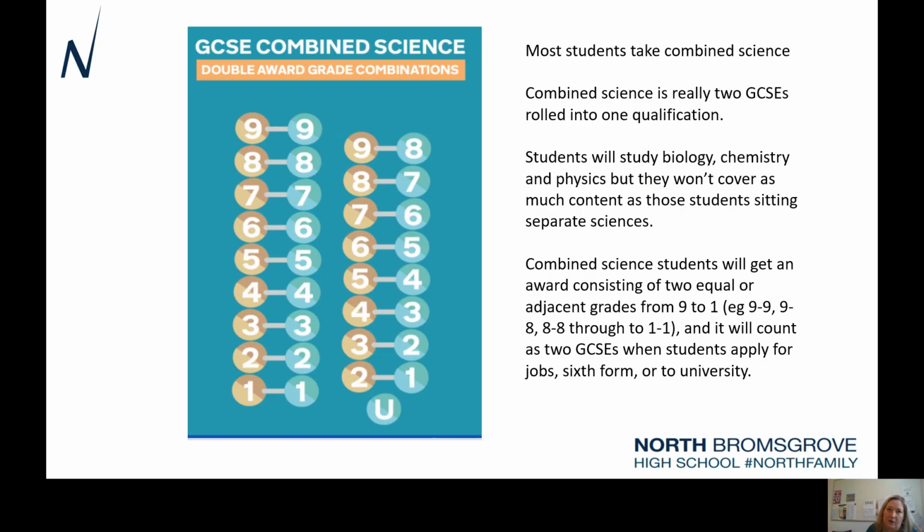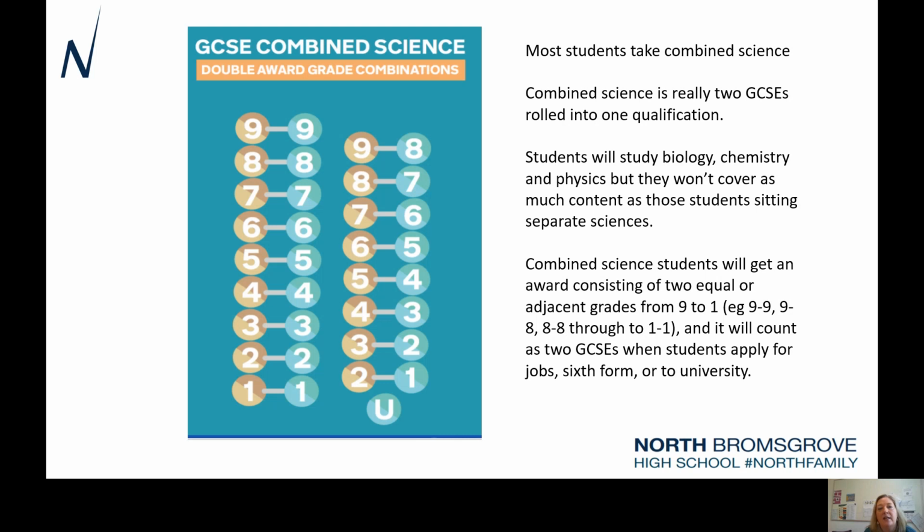So the combined science route is the route that the majority of children take. And the idea of combined science, it's 2 GCSEs rolled into 1 qualification. So as you can see from that image, children will study biology, chemistry and physics. But the difference between the combined and the separate sciences, the triple science, is the fact that they don't cover as much content. So in the triple science, there's a whole extra exam paper for each area of biology, chemistry and physics. And the thing with GCSEs nowadays, following the reforms, a lot of the A-level content has moved down into the GCSEs as a kind of preparation for you moving up to do A-level.